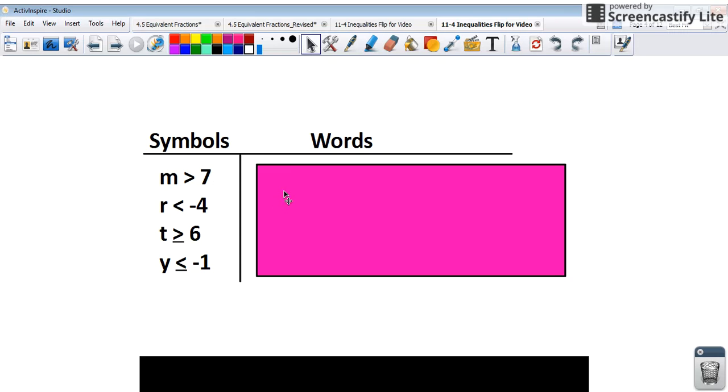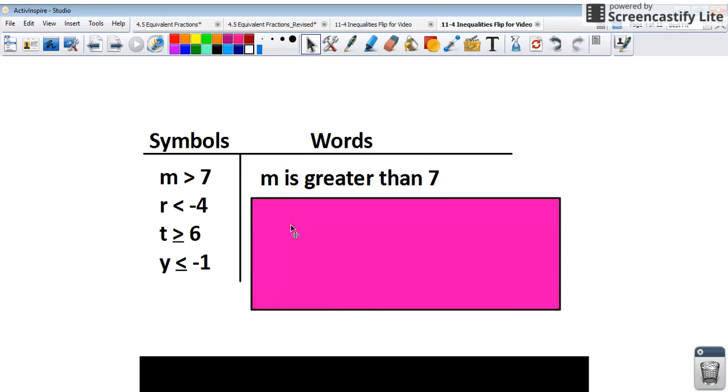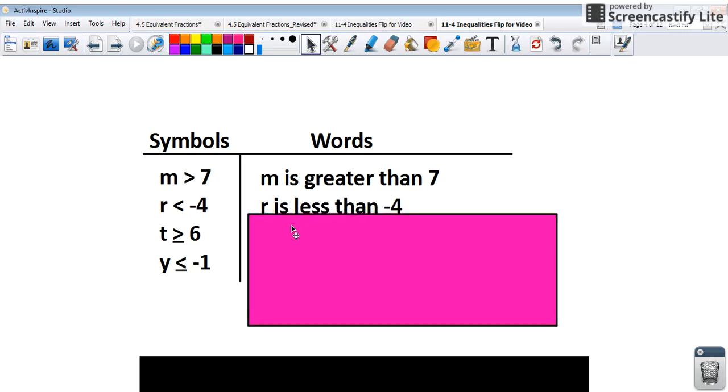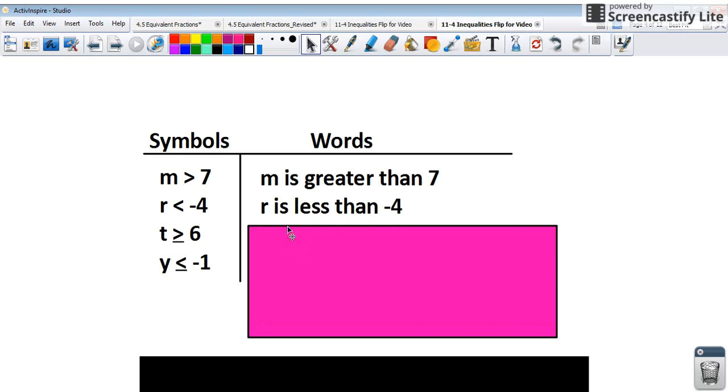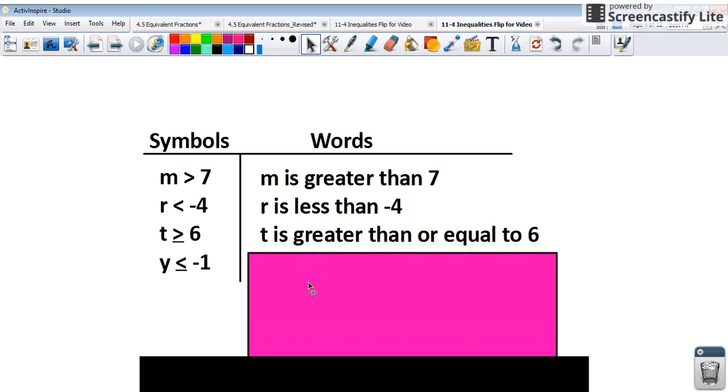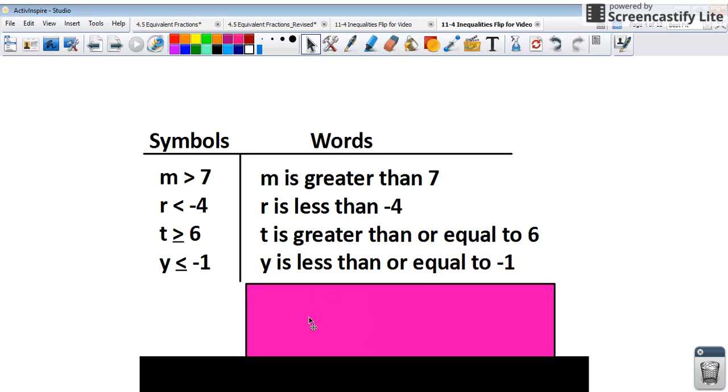Okay, so here are 4 examples in words of what they might look like. Are there more than one option? Absolutely, but something that you might say if I asked you to write words for these inequalities. For the first one, m is greater than 7, because again, that's our greater than symbol. R is less than -4. T is greater than or equal to 6. And y is less than or equal to -1.